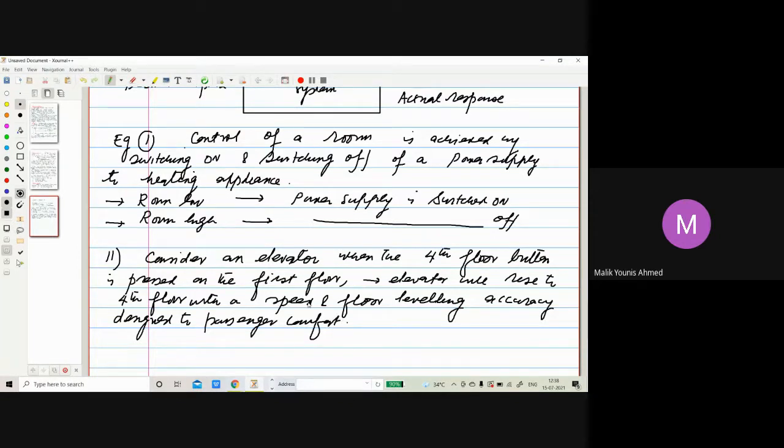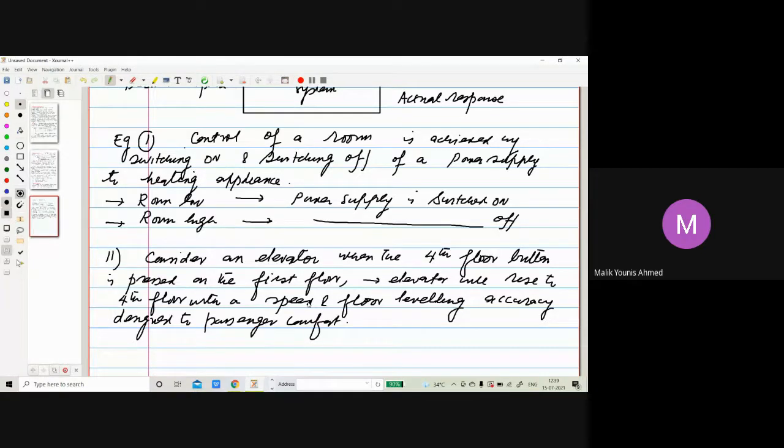So what you are going to do, as an example of a basic control system, and this is not a big, complex type of control system. Now I have gone to the first floor. I want to go to the fourth floor. I will go inside the elevator. I will press the button of the fourth floor on the first floor, but the control system engineer will have designed a speed and the floor leveling accuracy that will depend on the passenger's comfort.